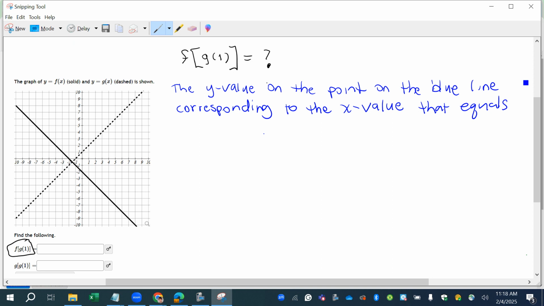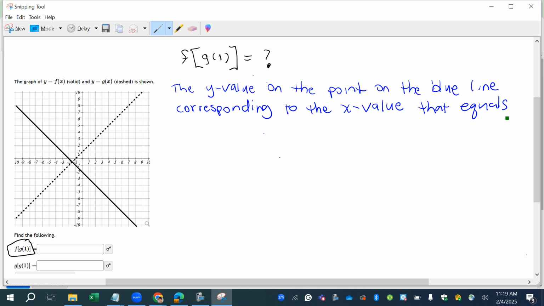Okay, now I'm going to pause for a moment because the next thing that I'm going to write is going to be very long-winded and sound very confusing. So I just want to try to manage your expectations here. So far, this is probably a lot already. But what I've said so far is that the notation f of g of 1, in plain English, is asking for the y value in the point coordinates, the point that's on the blue line, corresponding to the x value that equals. Okay, so now we're going to talk about what the x value would equal.